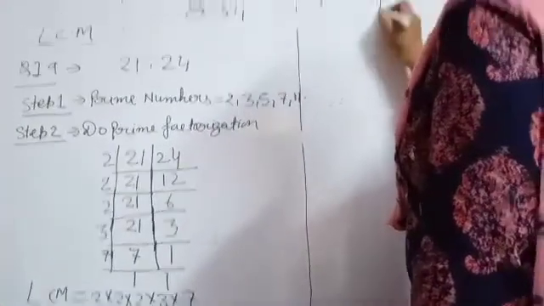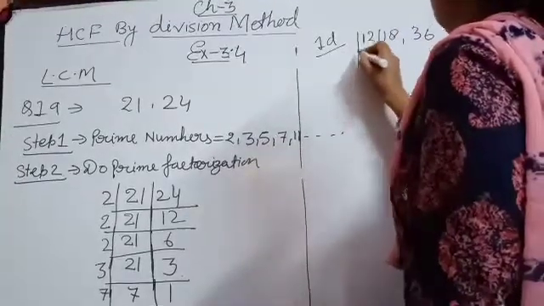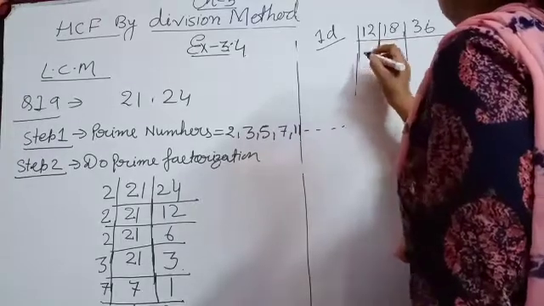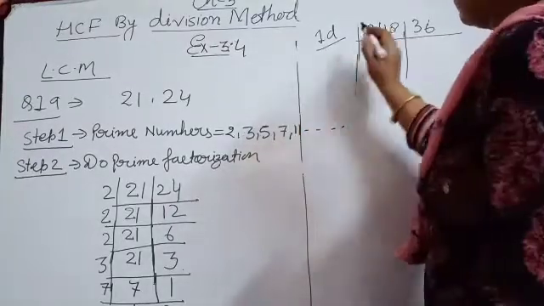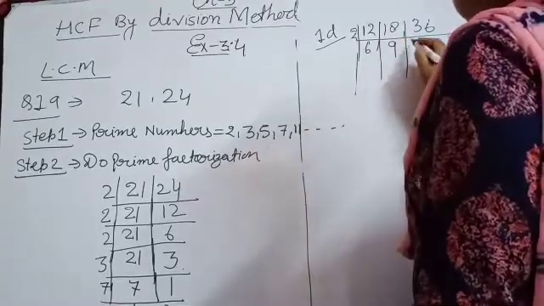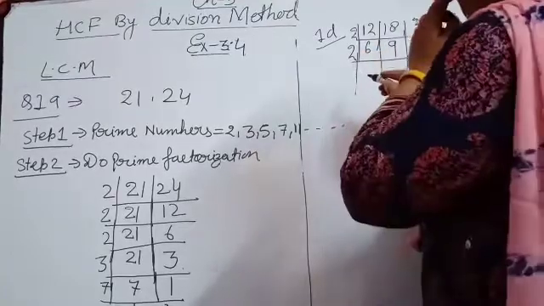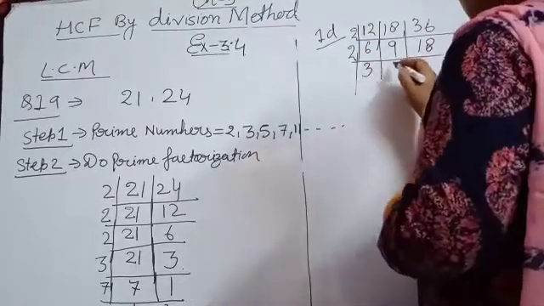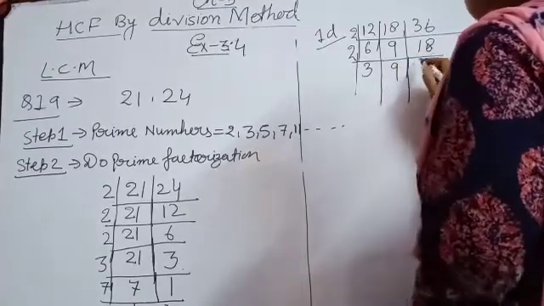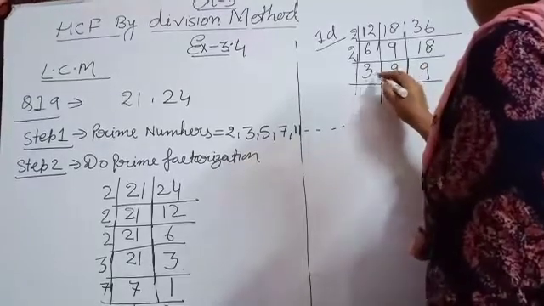12, 18 and 36. I am taking their LCM. You write the question yourself, I am doing just its solution. Which number can we select first? 2. 2 sixes are 12. Then 2 nines are 18. 2 eighteens are 36. Further 2's divisibility is possible. 2 threes are 6. 9 will not come in 2's table, so it will be copied down the same. 2 nines are 18. Now these numbers are not divisible by 2.